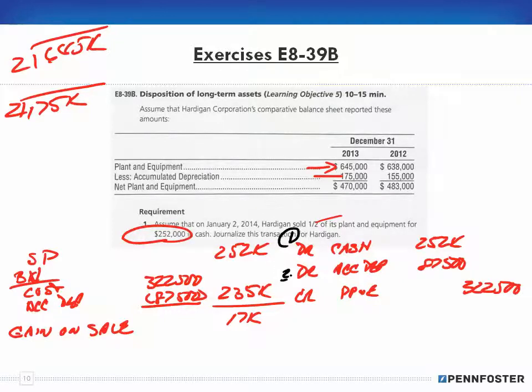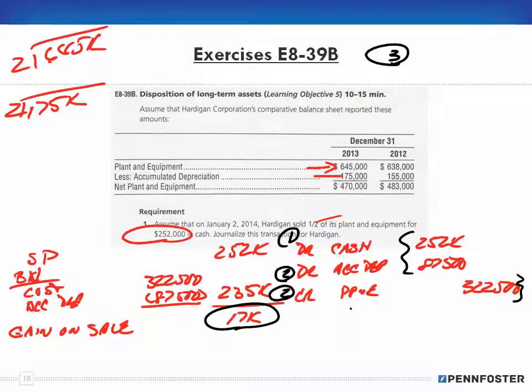Now, that was number one, what did I get? Number two, what am I giving up? What am I getting rid of? And then number three, as part of my step process, I say, what's my debits? What's my credits? In this case, the difference between those two is this 17,500, right?